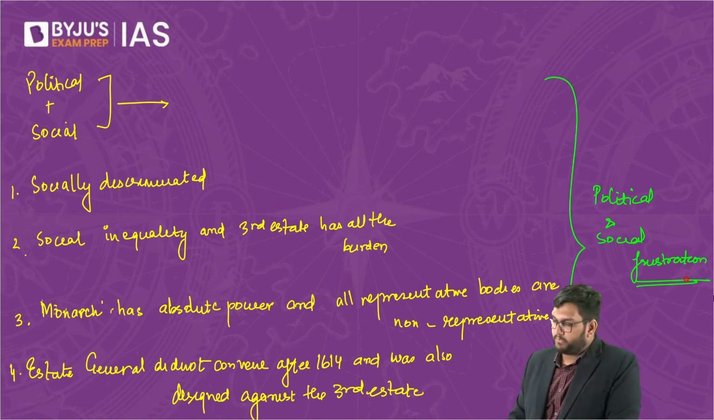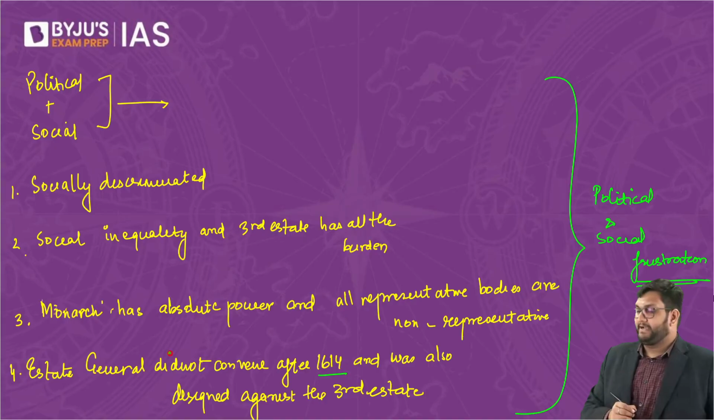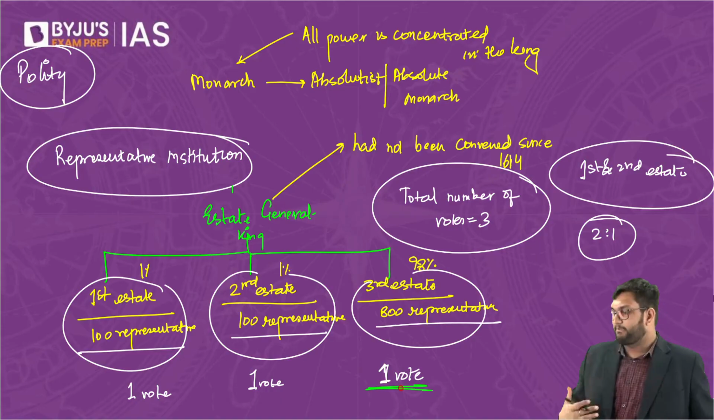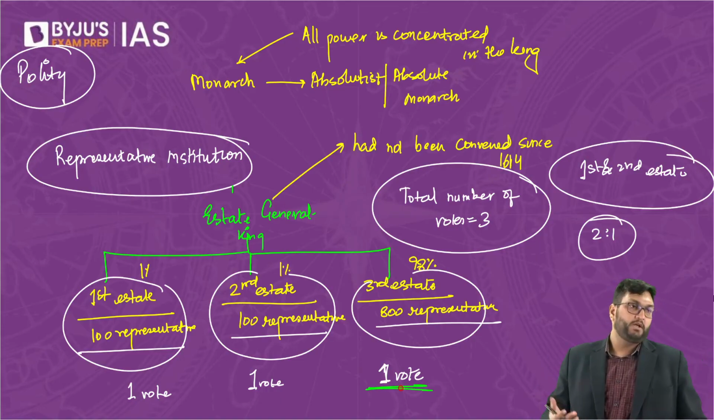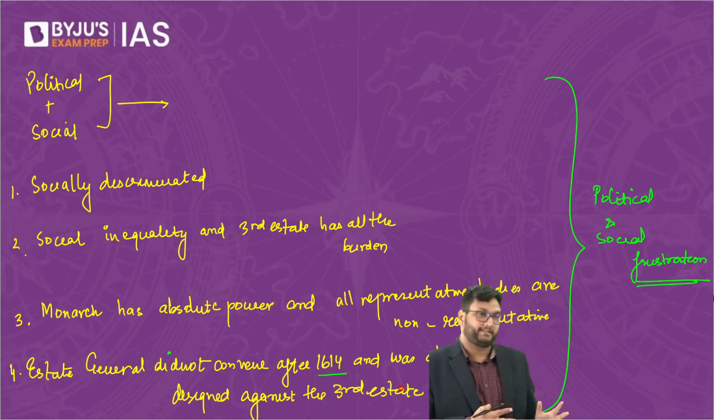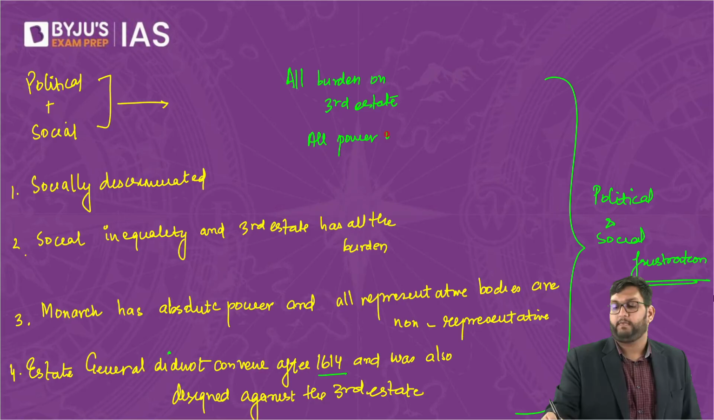Yes, everybody's following me. Estates General did not convene after 1614, which is that they never called this representative body. And second is that it has been designed in such a way that the people get the least amount of votes, so they are discriminated more. So it's a socially and politically discriminatory system, which is based on frustrating the third estate, pushing all burden on them. All burden on third estate, all power with the monarch and first and second estate.